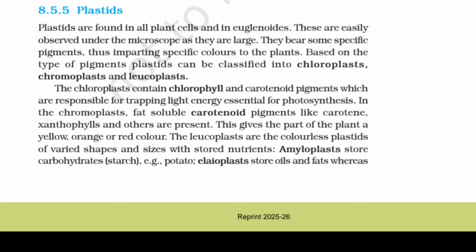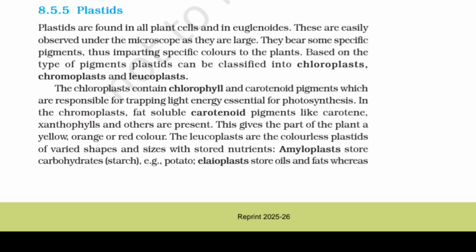The chloroplasts contain chlorophyll and carotenoid pigments, which are responsible for trapping light energy, essential for photosynthesis. In the chromoplasts, fat-soluble carotenoid pigments like carotene, xanthophylls, and others are present. This gives the part of the plant a yellow, orange, or red color.